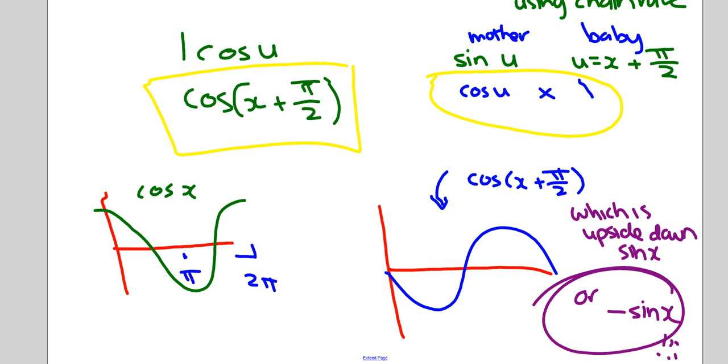It's because cos x is the same as sine x plus pi over 2.